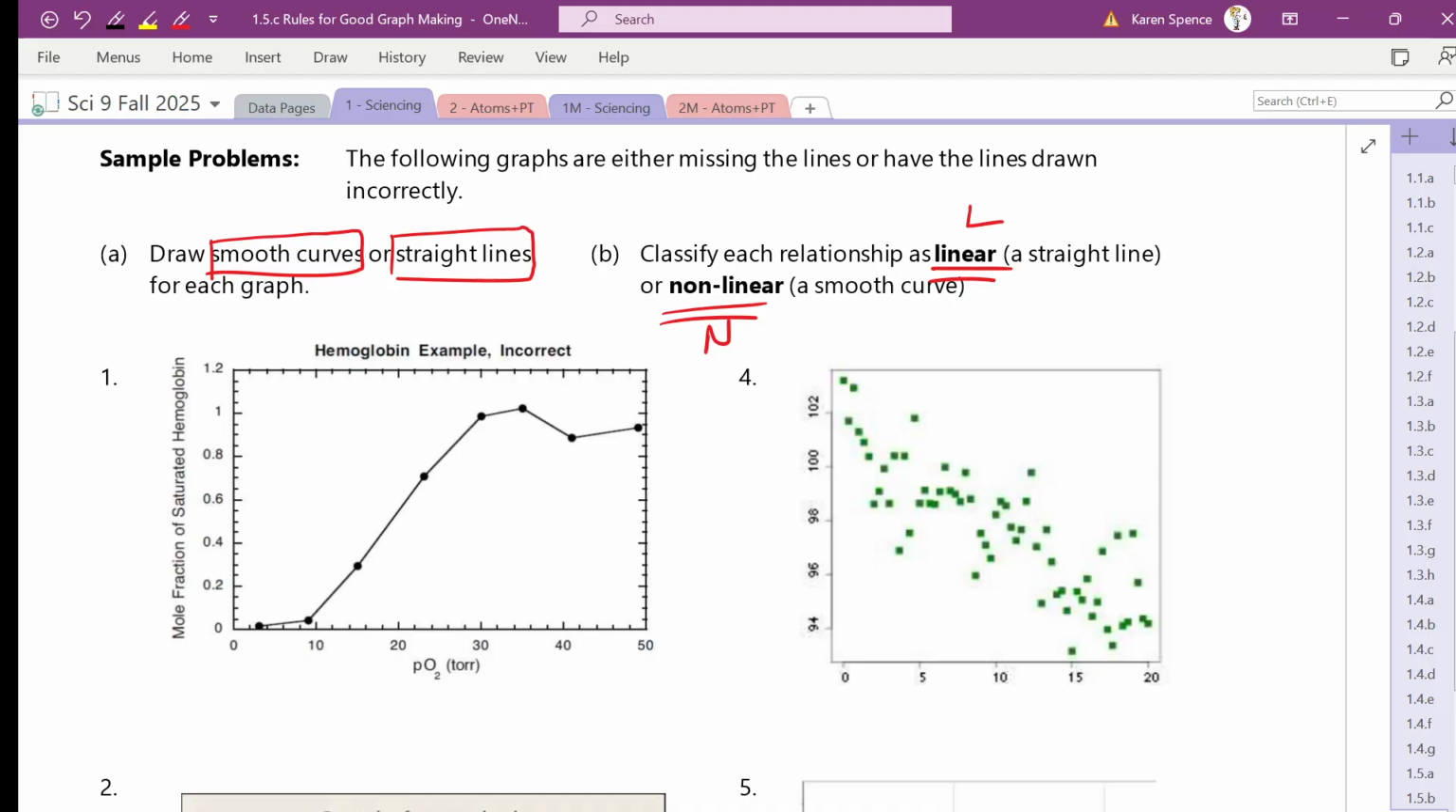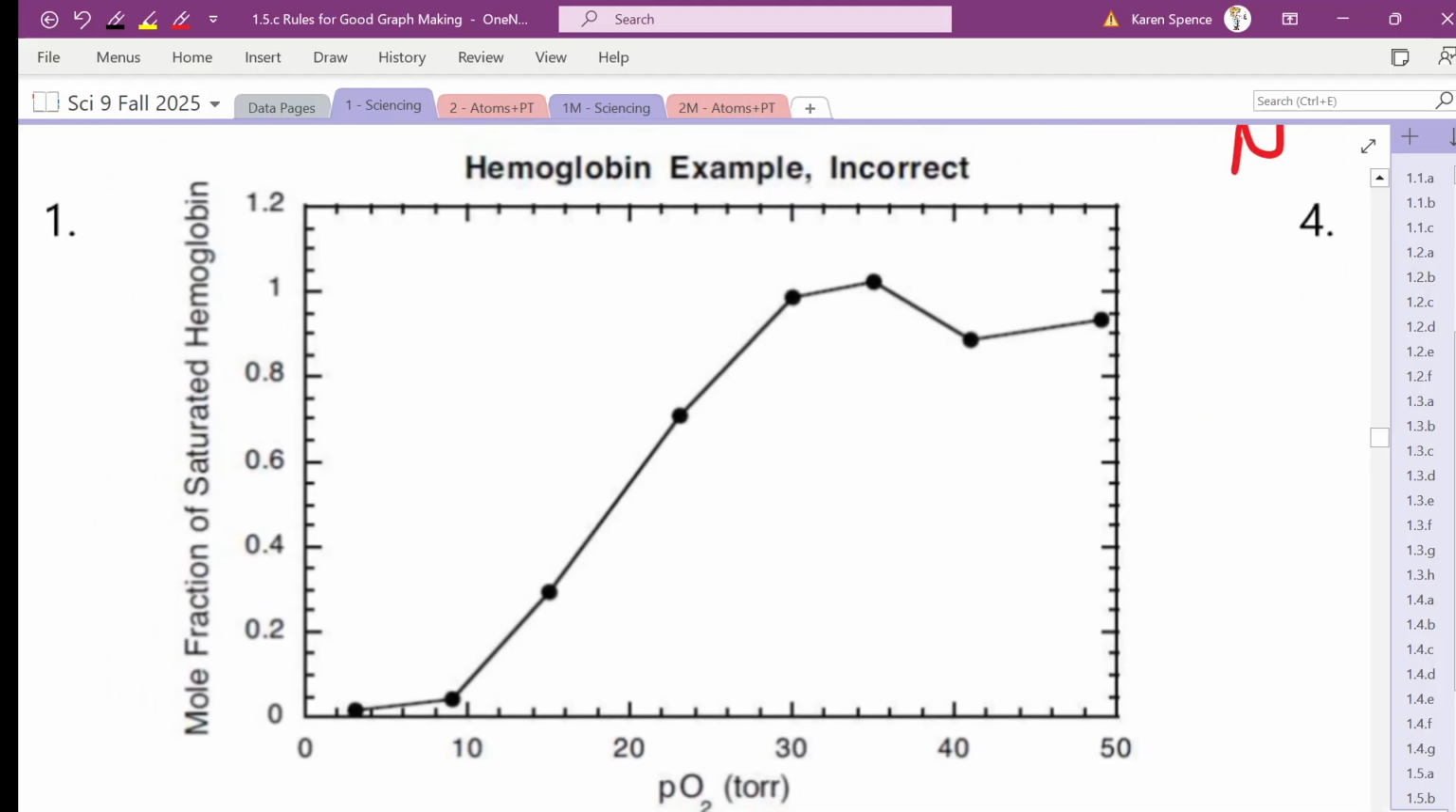Folks, for the first one, somebody played connect the dots, you're gonna fix it. This one here, somebody played connect the dots, you fix it so it's better. Okay?